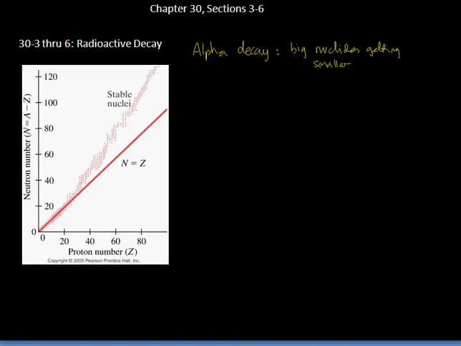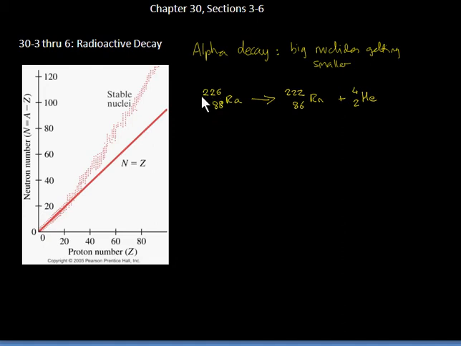An example of that was given in the book. A fairly heavy nuclide, which is this radium isotope, will spontaneously fall apart into 86, that's radon, 222 Rn, which is radon, plus an alpha particle, which is a helium-4 nuclide.